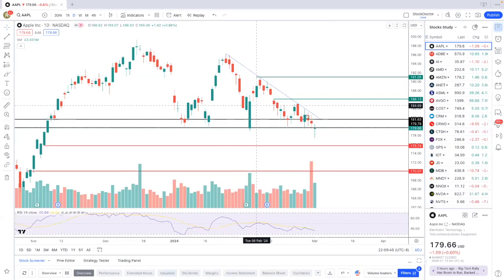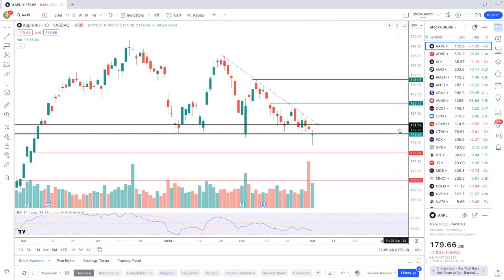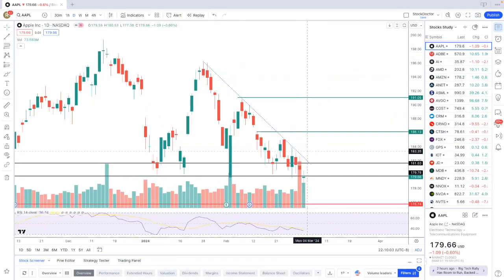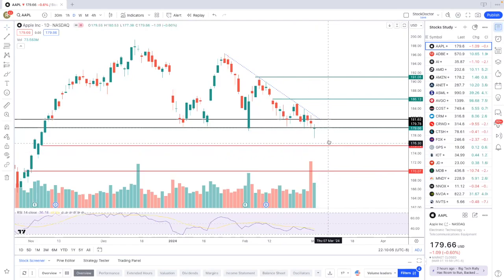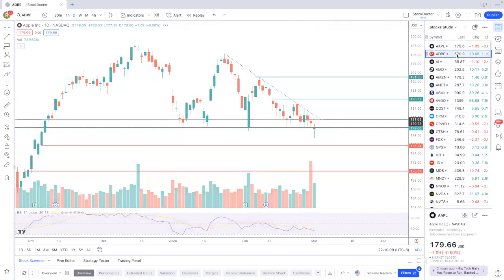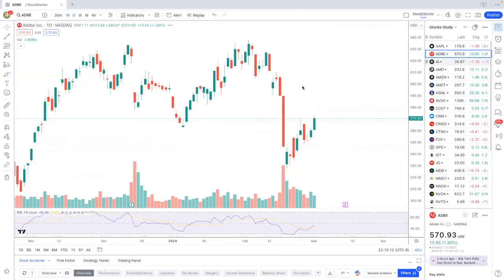Apple is currently at its support of 181 to 179. I think if it stays and sustains above 181.50, then you can see 186 and 191. These are the two targets. And if it goes below 179, then 175 and 170 is possible. The next stock is Adobe.